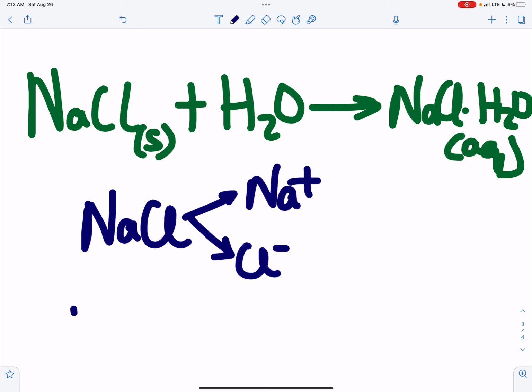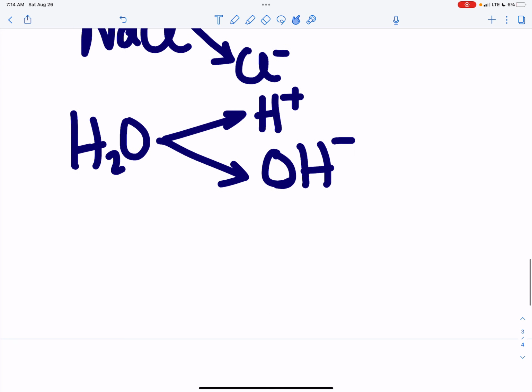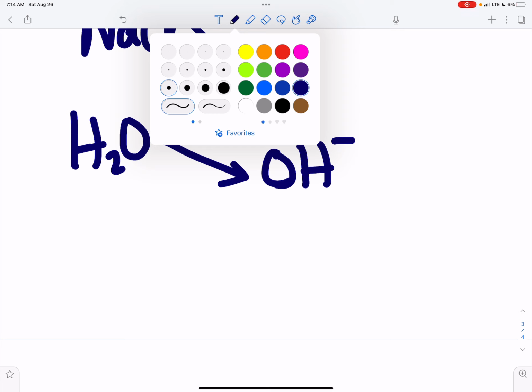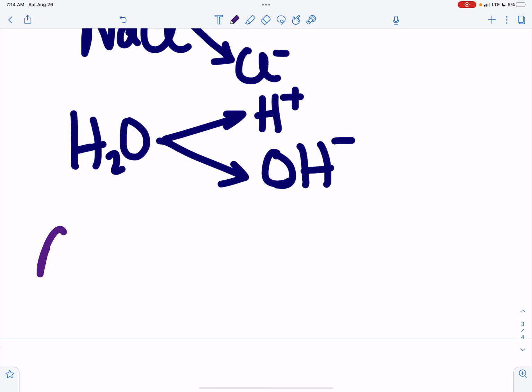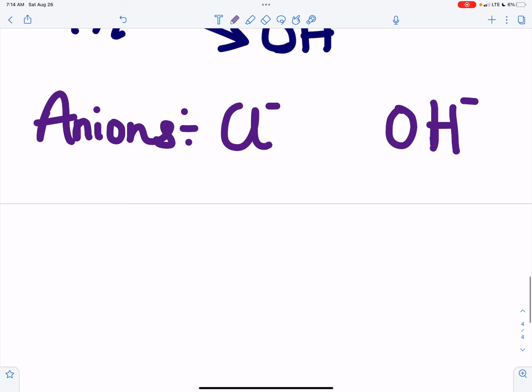But don't forget, water is also present. And in this aqueous solution, water too will be ionized and it will dissociate into H+ and OH-. So when sodium chloride is dissolved in water, you get 4 different ions. You get 2 anions and 2 cations. The anions you get are Cl- from sodium chloride and OH- from water. You also get 2 cations.